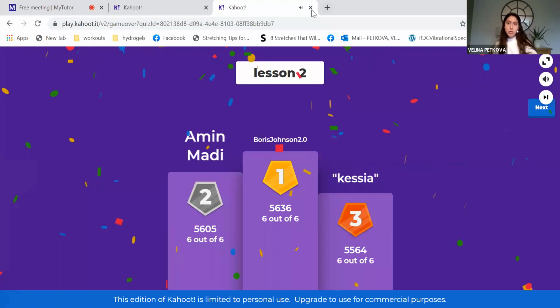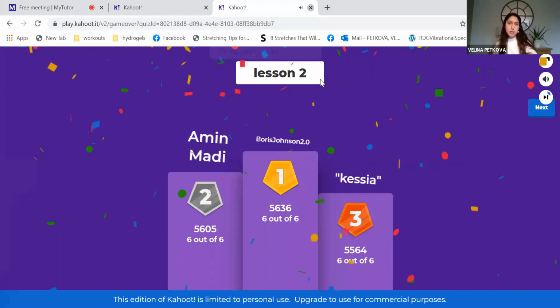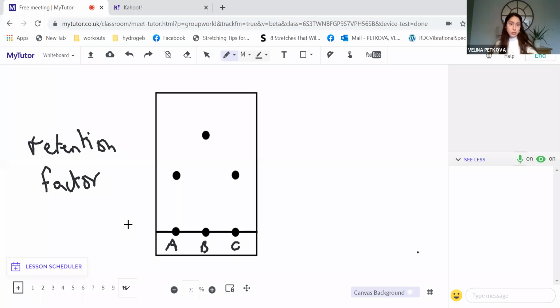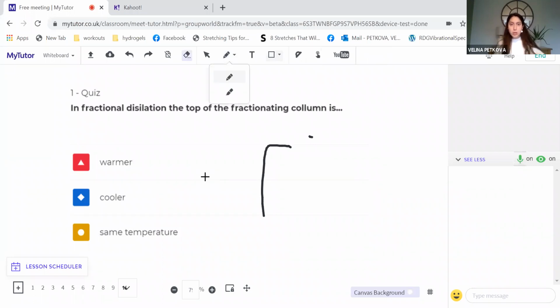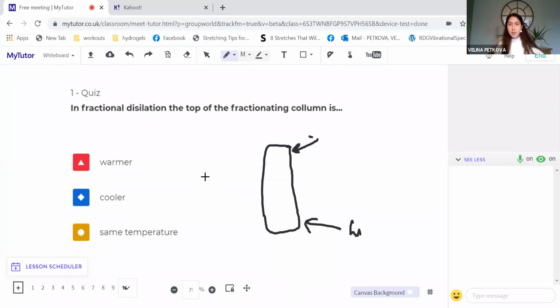So now let's go through our answers. So let's go through the Kahoot quiz then. So firstly, fractional distillation. What do we learn about it? Yeah, so in our column, the top is cooler and the bottom is warmer. And those with a higher boiling point condense at the bottom, high BP substances, and those with low BP go to the top. Okay. And then, yeah, here it is much cooler.